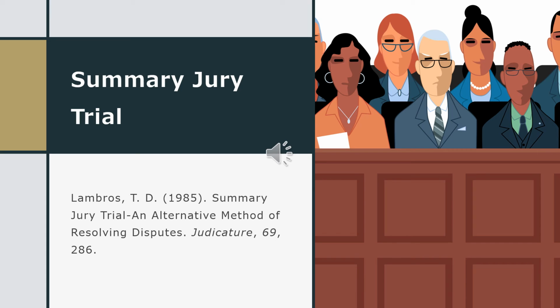The article found for summary jury trial is quite an old article that was written in 1985 by Thomas Lambros. The article highlights the uniqueness of SJT, summary jury trial, as the only alternative dispute resolution with a jury. The presence of the jury in this case gives the approach a unique perspective on how the disputes are handled and resolved.